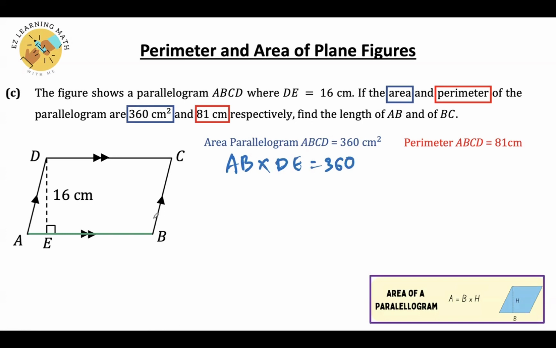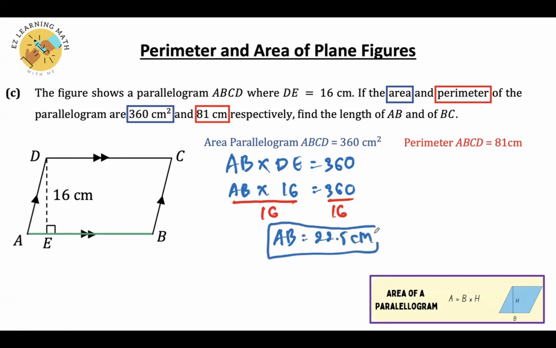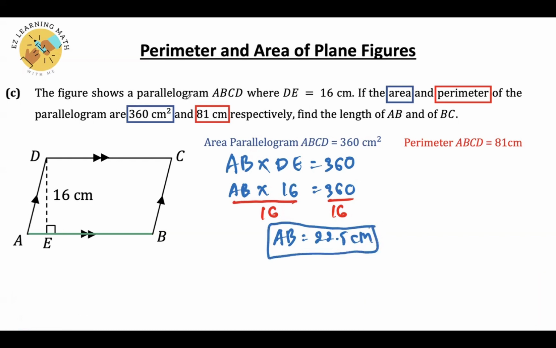We don't know AB. So just write as AB. DE is 16. So to find the length of AB, we divide both sides by 16. So that AB equals to 22.5 centimeters. So AB is 22.5 centimeters.